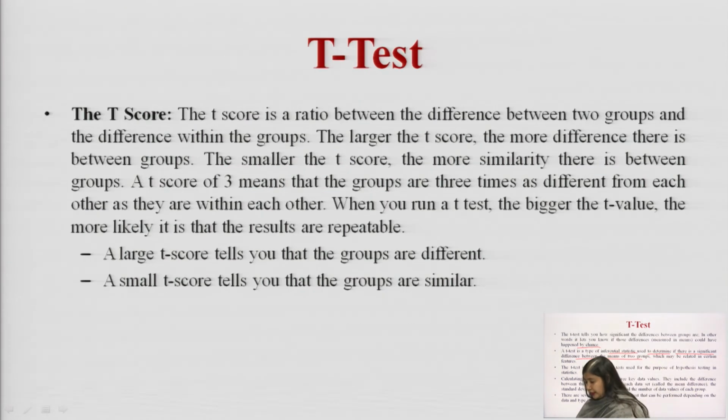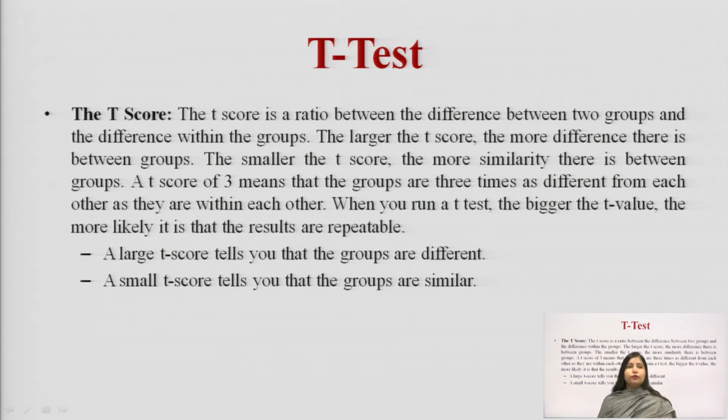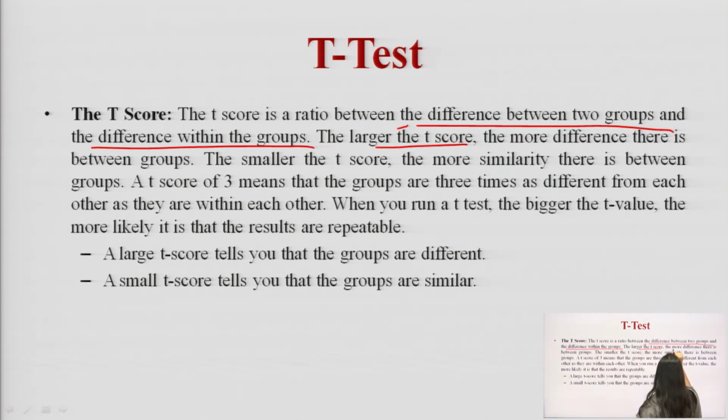Now, in the t-test, there are a few points. We have to know a few terms. This is a t-score. The t-score is basically the ratio between the difference between the two groups and the variation within the groups, and the larger the t-score, the more the difference there is. So, the t-score is trying to tell us about the ratio between the two groups, and if the t-score is high, it means that the variation or the difference between the two groups is very large.